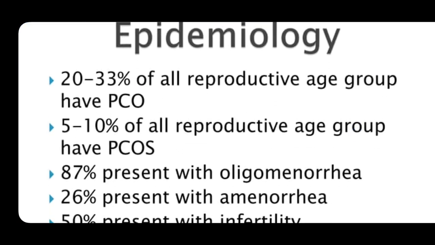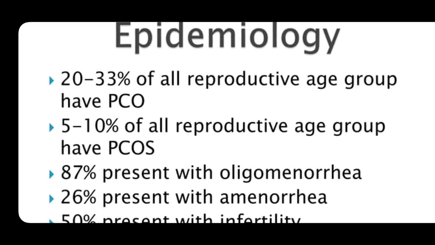It has been found that 20 to 33% of the reproductive age group has PCO, that is polycystic ovary. If we run an ultrasonography, we can find cystic ovary in 20 to 33% of people during their reproductive age. But only 5 to 10% have polycystic ovarian syndrome. That means there is a cyst in the ovary and there are symptoms of androgen excess, that is hirsutism, and ovulatory dysfunction, that is amenorrhea.